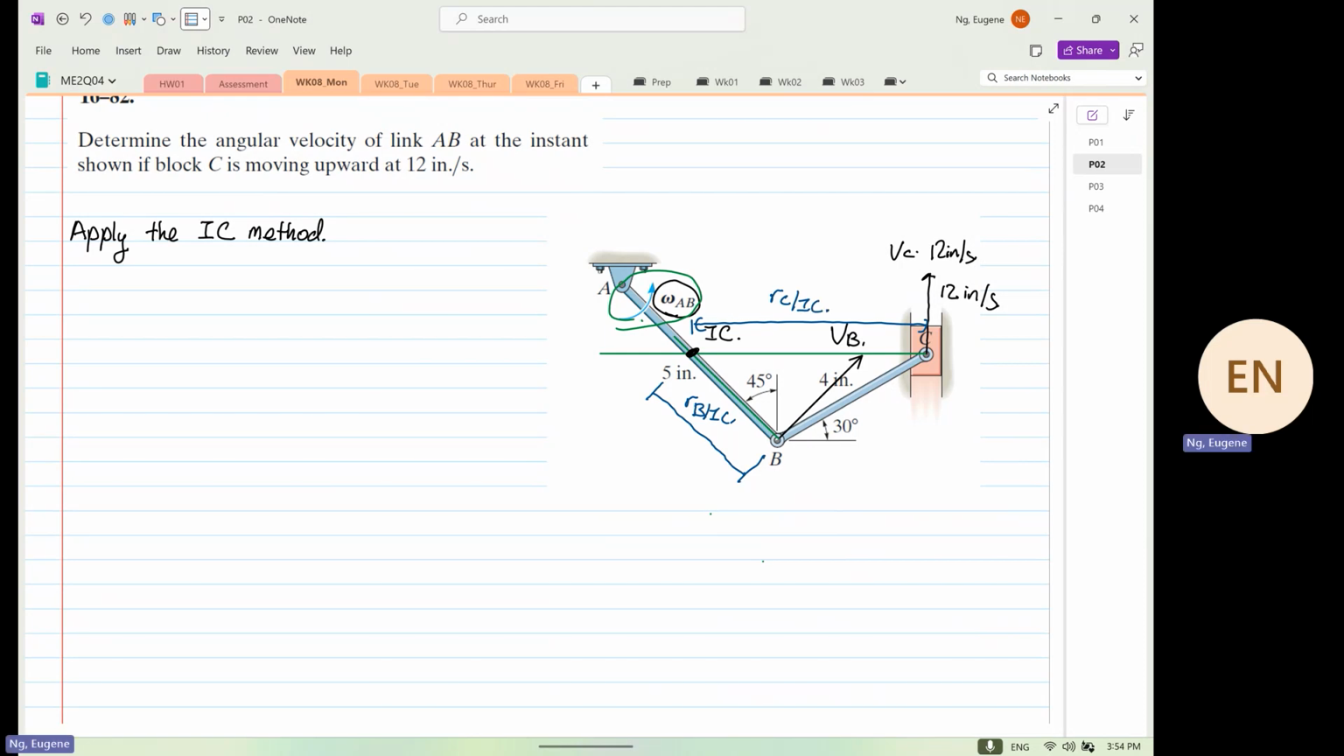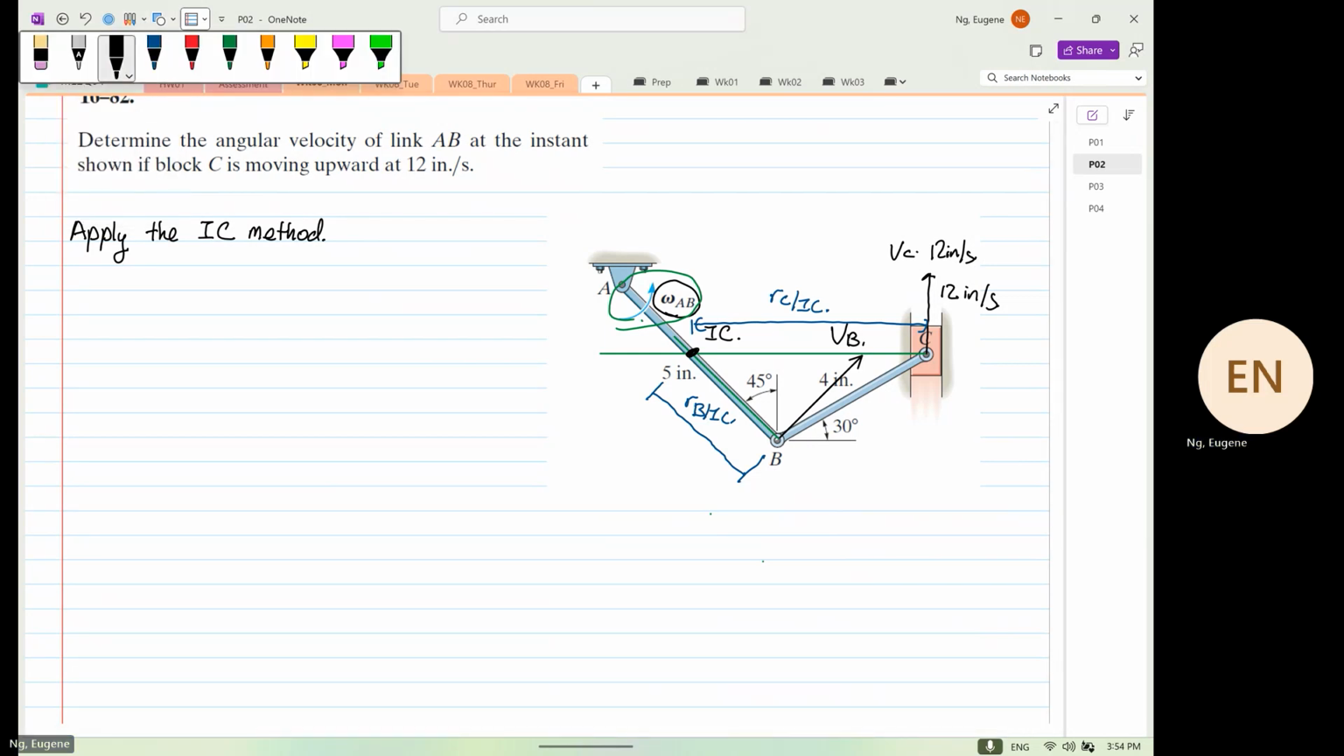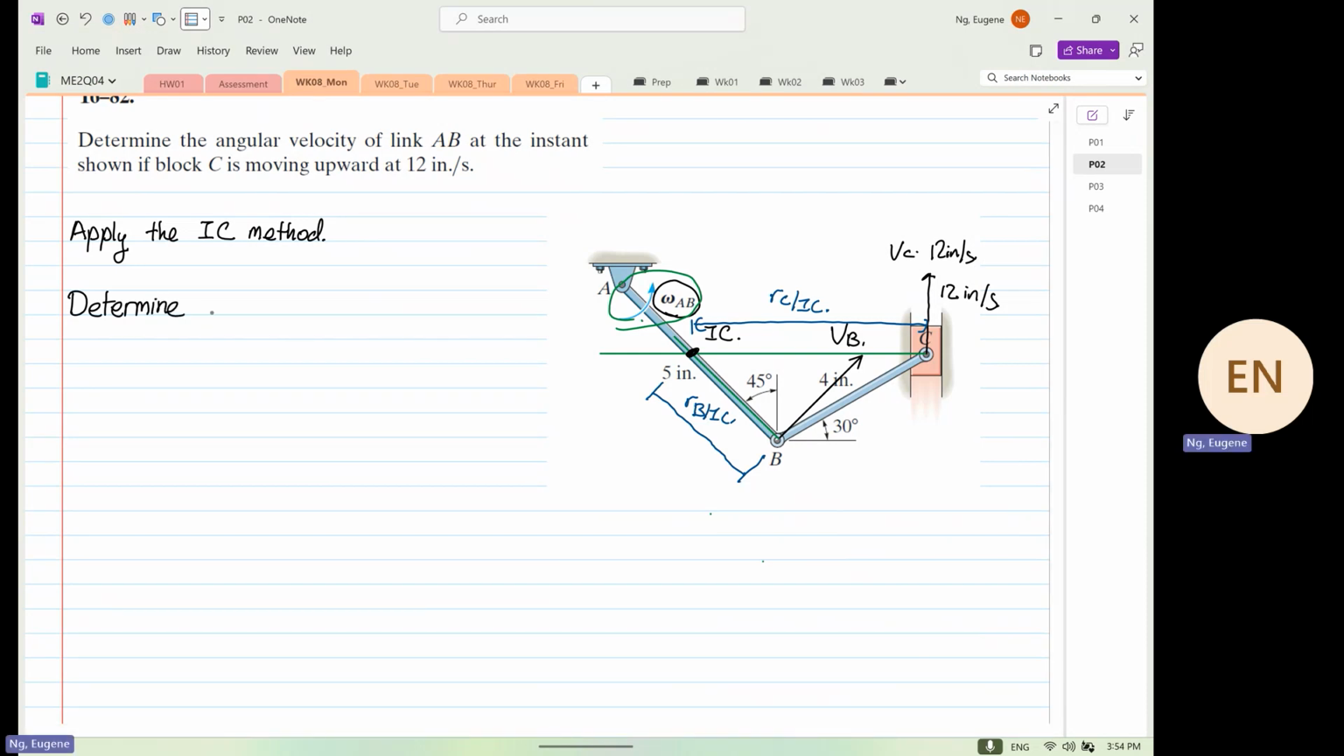Are we okay? Why are we doing this? This is because we want to determine omega AB. Sorry, I get too excited, I do apologize. We're going to determine omega AB.